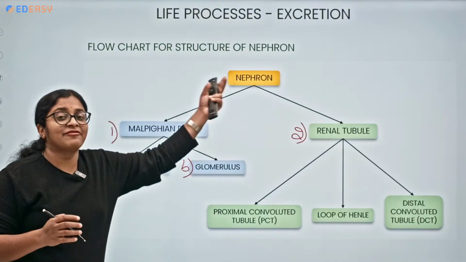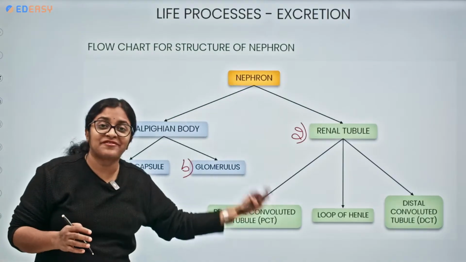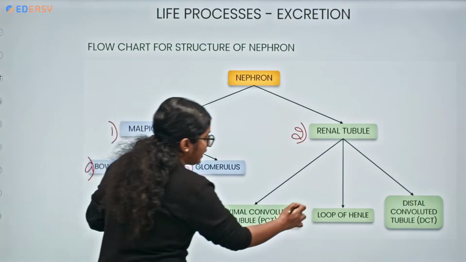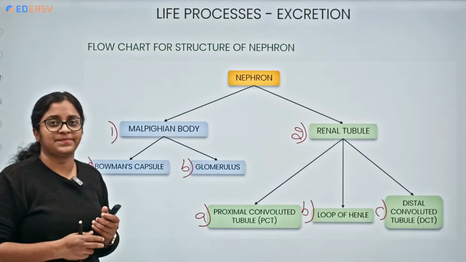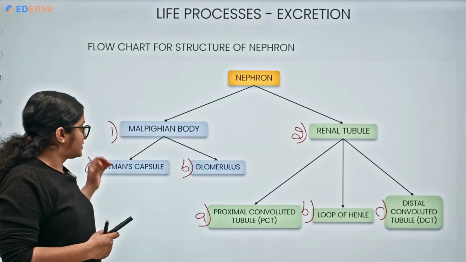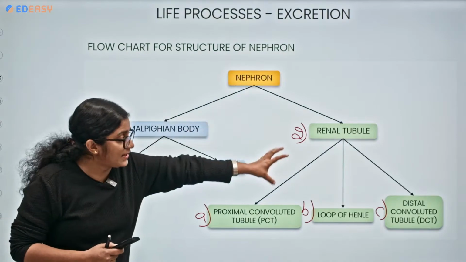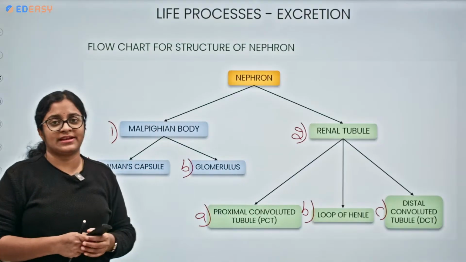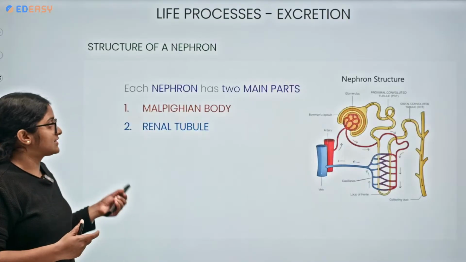What else do we have? The renal tubule. From the renal tubule, again we have three divisions. What are they? Proximal convoluted tubule, loop of Henle, and distal convoluted tubule. Nephron, Malpighian body, renal tubule. The Malpighian body has Bowman's capsule and glomerulus, two parts, and the renal tubule has three parts: PCT, DCT, and loop of Henle. Now we shall understand these functional parts.